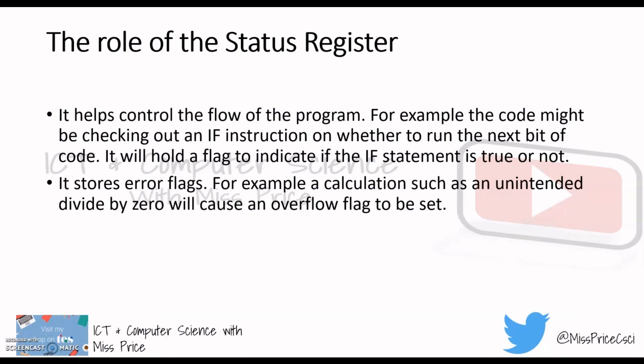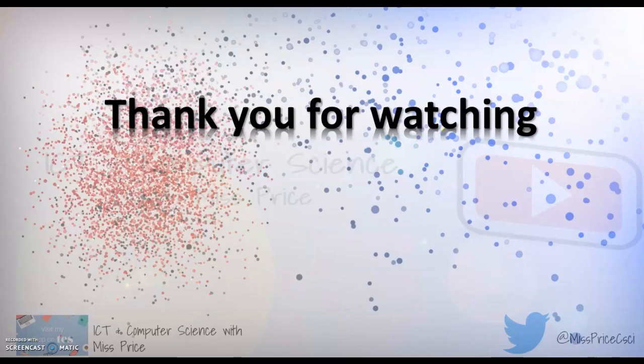So it basically stores the error flags. So for example, if a calculation is unintended, then it divides by 0 to cause an overflow flag to be set. So it's like, no, this isn't correct, stop. Or yes, this is correct, carry on.